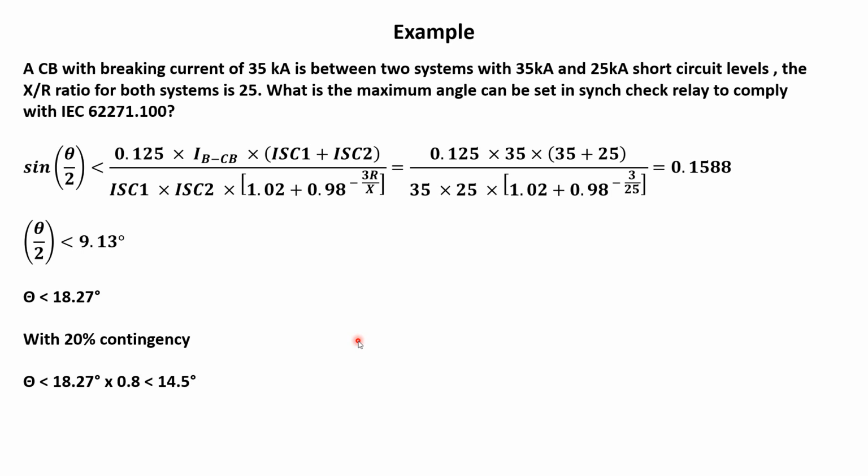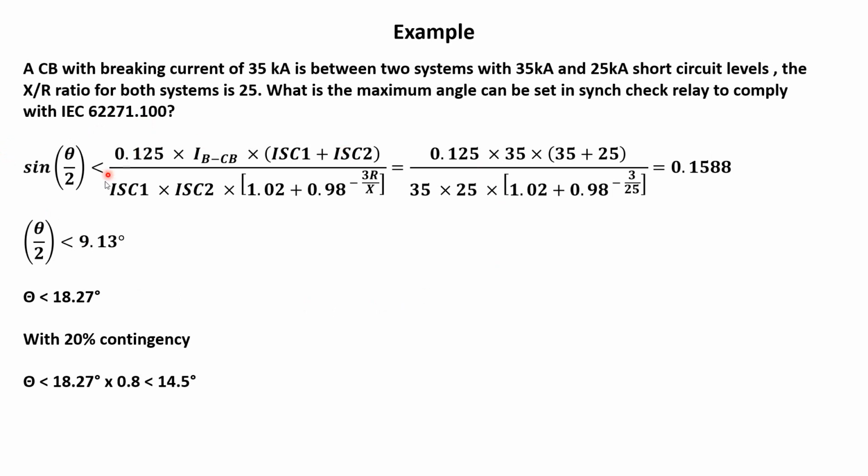Now we go to the example. A circuit breaker with a breaking current of 35 kA is between two systems with 35 kA and 25 kA short circuit levels. So basically we have two systems, 35 and 25, and as we said before, the circuit breaker should be minimum equal to the biggest of these, so it's 35 kA. The X to R ratio at both sides is 25, and the summation is the same. What is the maximum angle that can be set in the sync check relay to comply with the standard?